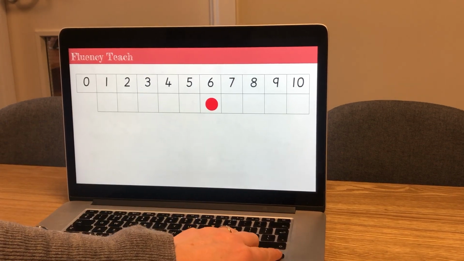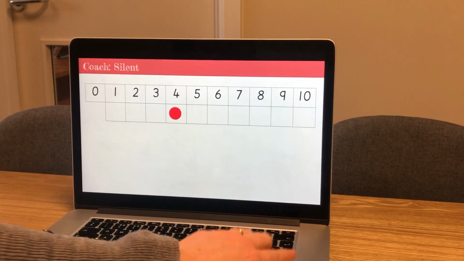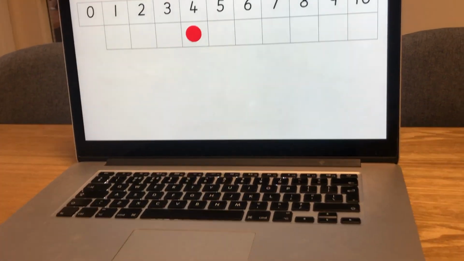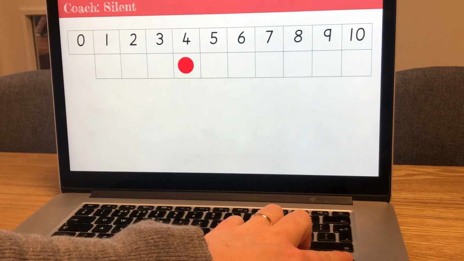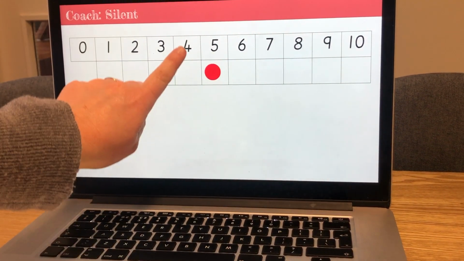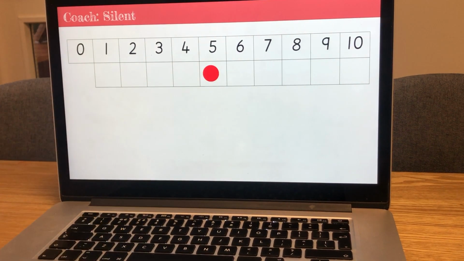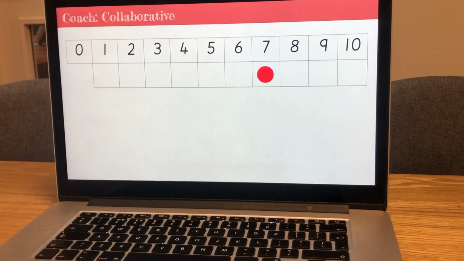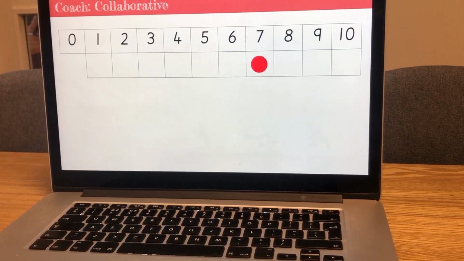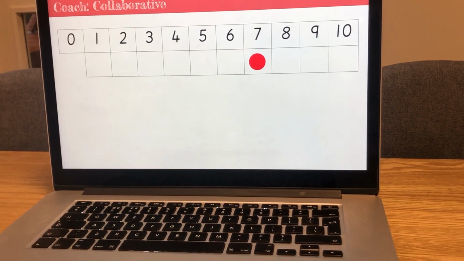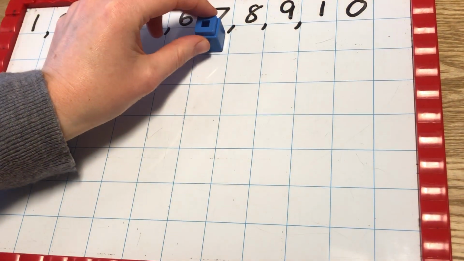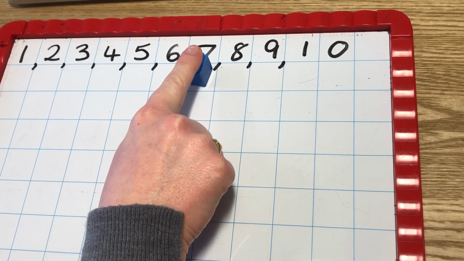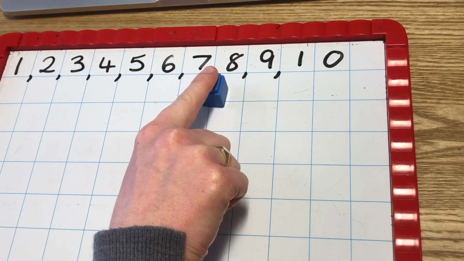Let's have a look at another one. I need to find out what is 1 more than 4. 1 more than 4 is 5. Let's have a look at one together. We've got to find out what is 1 more than 7. Now, using your number line that you've created, put your counter on the number 7. Then we need to slide it together along the number line just one space.